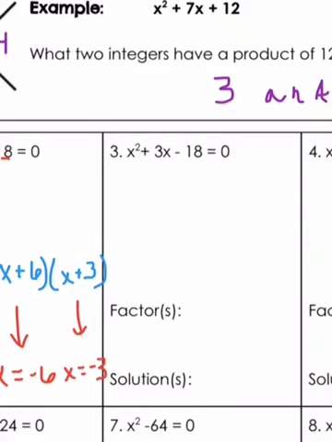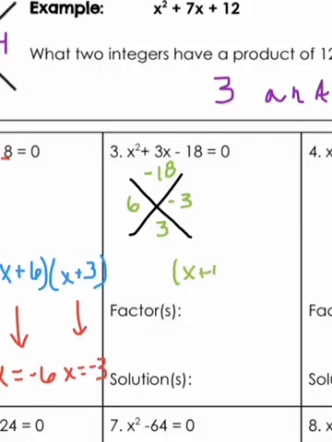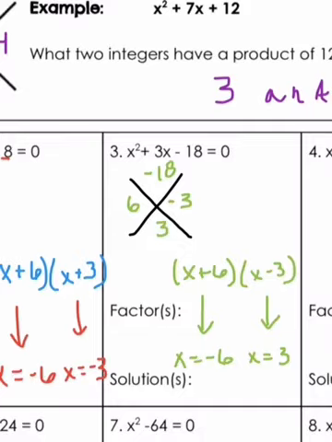Next one, we're going to make our own x. What two numbers multiply to be negative 18 and add to be 3? Well, 6 times 3 is 18. And then we need to figure out how to get a positive 3 down there. So we need our larger number to be positive. So 6 minus 3 is 3. So our factors are going to be x plus 6 and x minus 3. Shortcut method, those solutions are x equals negative 6 and x equals positive 3.